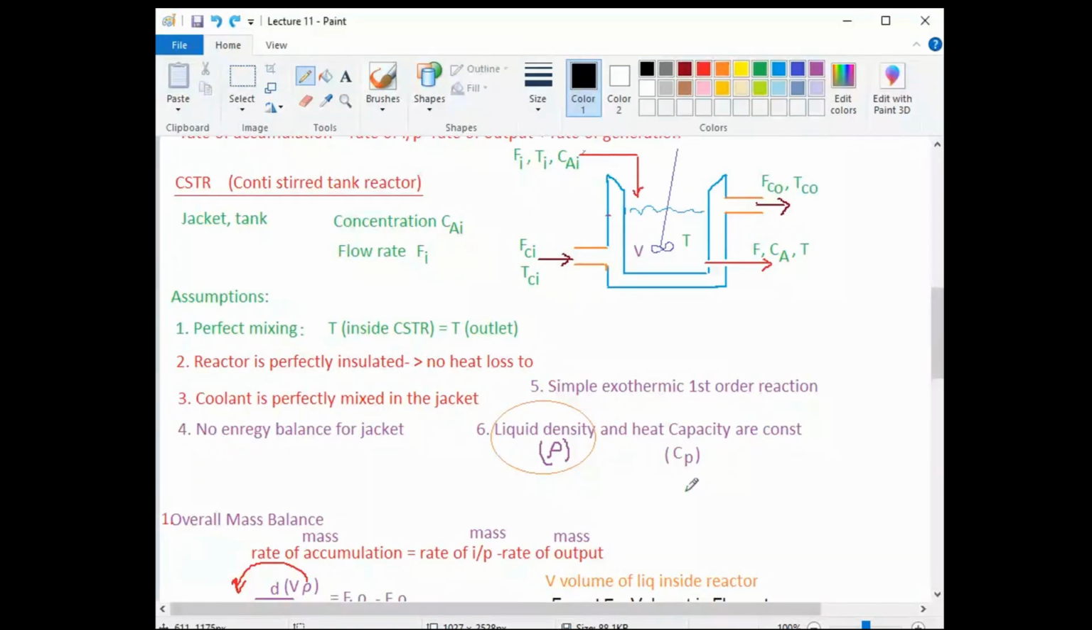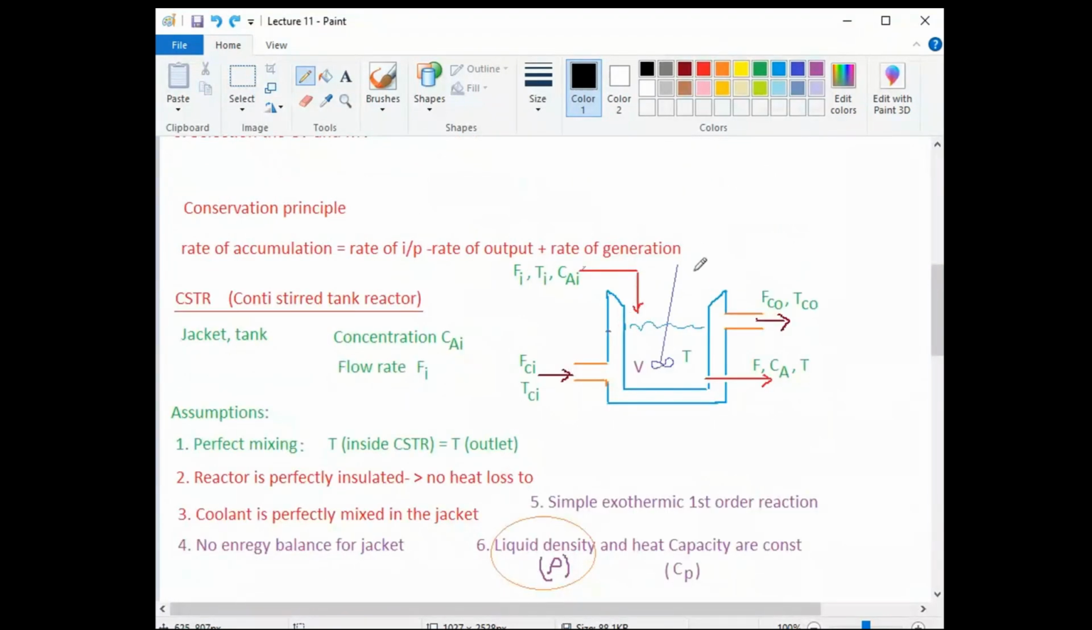And this is on your screen. You can see this was the structure of CSTR. Here Fi, Ti, Cai. Fi was the flow rate. This was the volumetric flow rate. Ti was the temperature inlet, and Cai was the concentration of the reactants which are coming inside this tank.